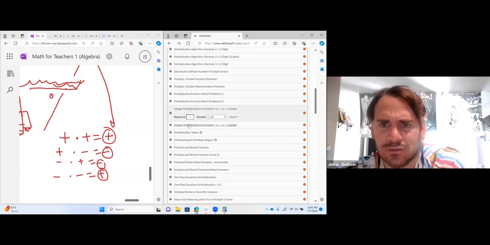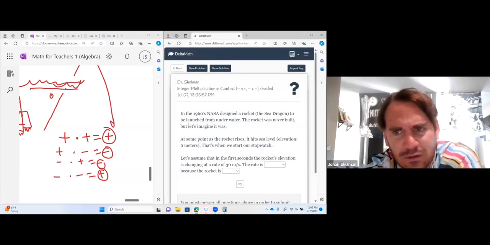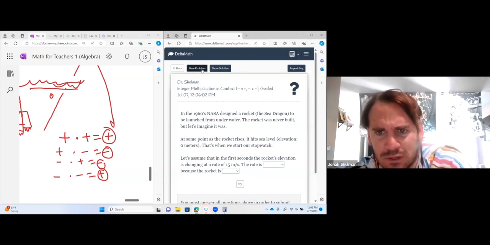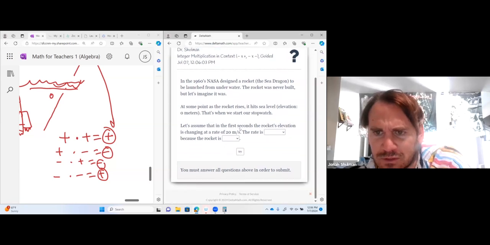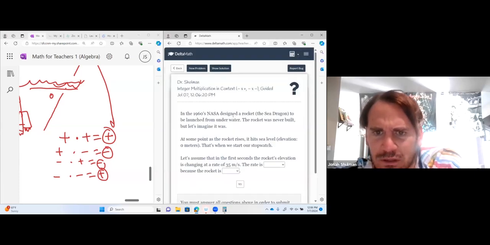All right, so let's do another one. All right, so we have the sea dragon. Well, let's do a different one. Oh, they're all sea dragons? All right, let's do it. At some point the rocket rises, hits sea level. That's when we start the stopwatch. Let's assume that the first seconds, is this the same type of problem? Oh no, it's different. All right, let's do it.